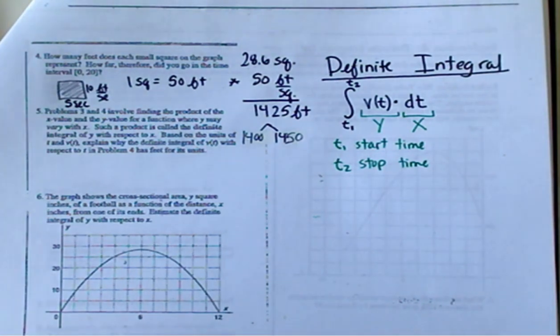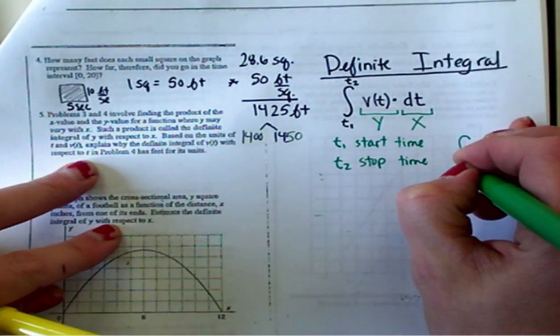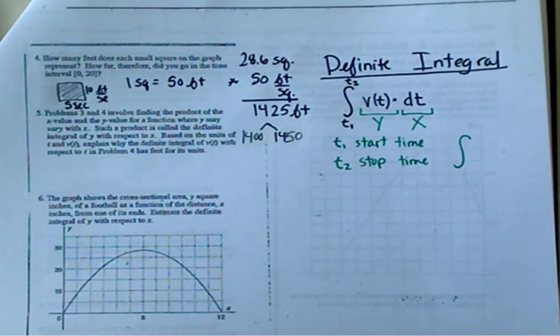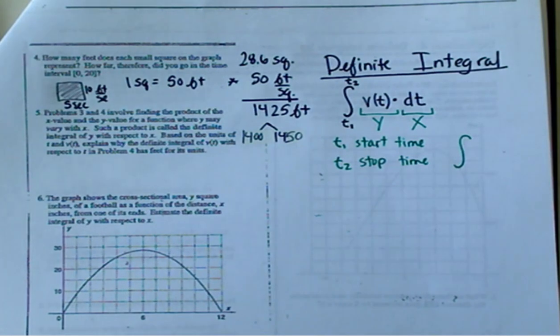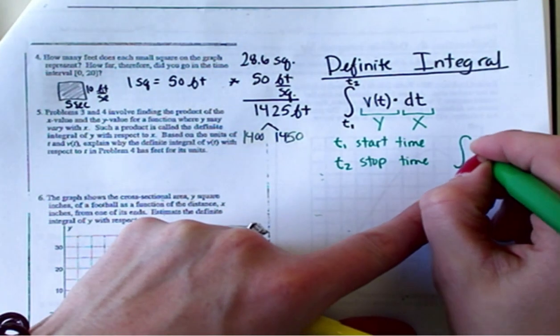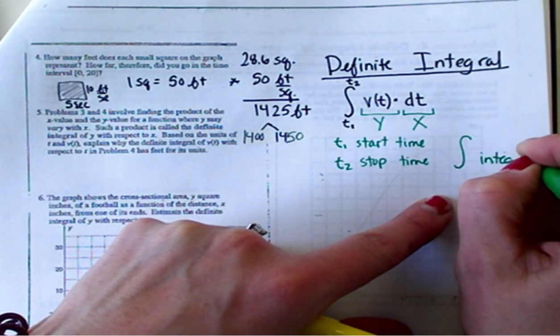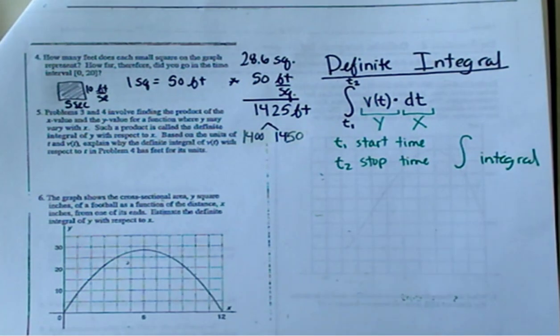And the S part, this part, that is actually the integral symbol, okay? I like to say sum because you're adding up the areas from the start to the stop. This is an integral. Okay, so we're going to write two integral statements.